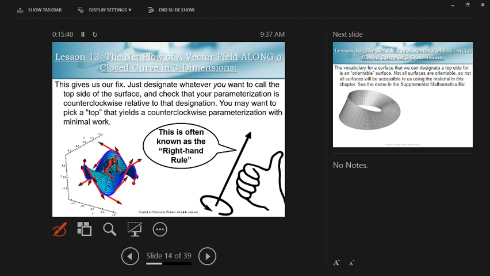But it doesn't do anything to the vector field, right? So don't use it to solve problems. Use it to set up problems. Maybe that's a good way of describing it. The right-hand rule doesn't solve any problems for us. It helps us set up problems so that we can solve them.